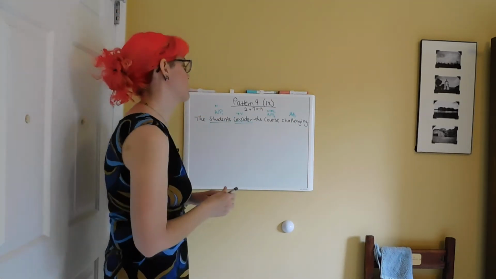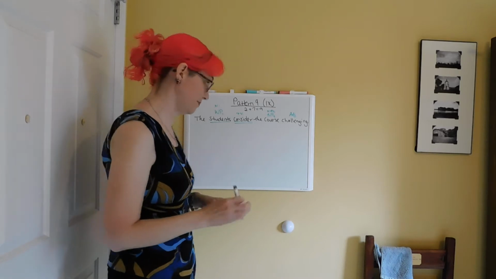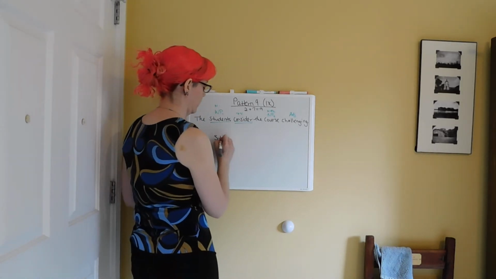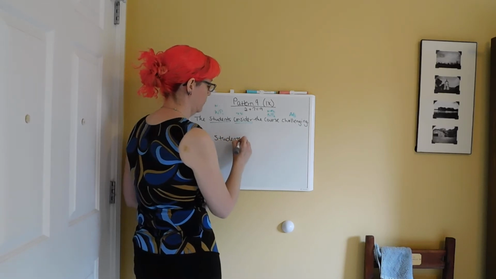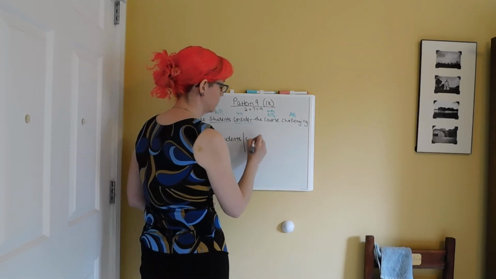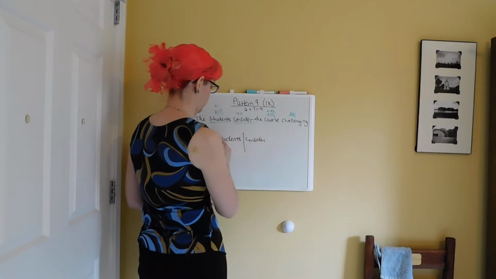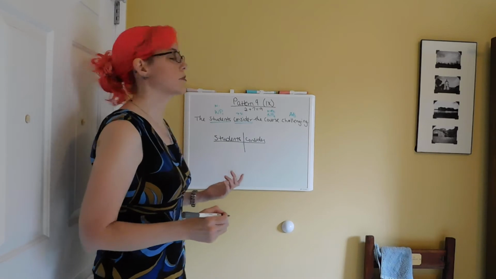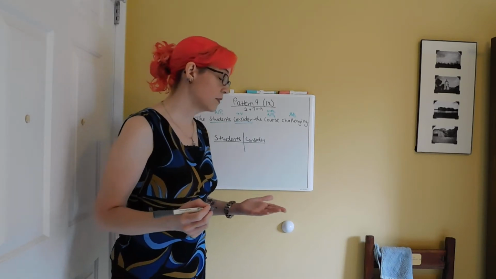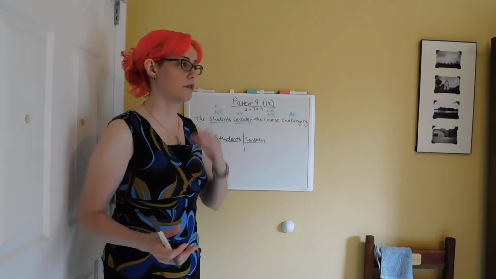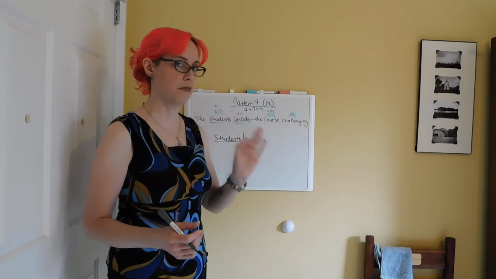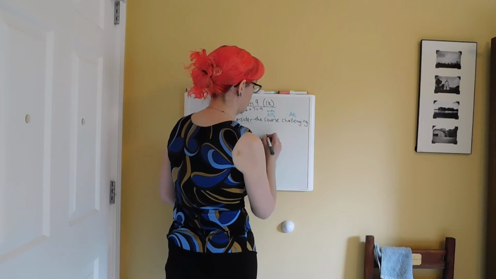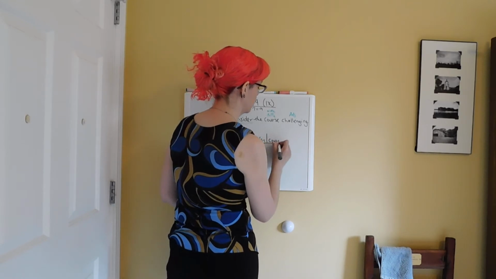So, how do you diagram this? Well, you start with pattern 7. Students consider, subject and verb as always. The students consider what? The course. The instant you have to ask the question what, again, you have a direct object. That gives you pattern 7. So they consider the course.